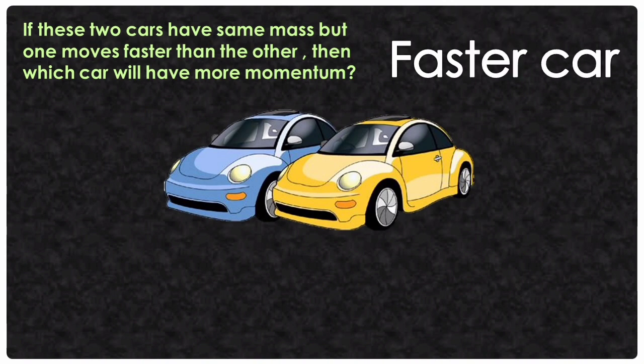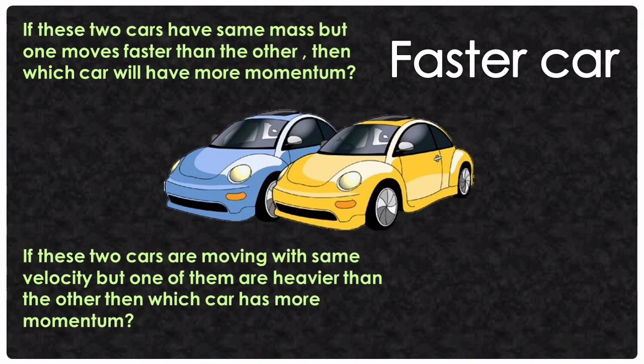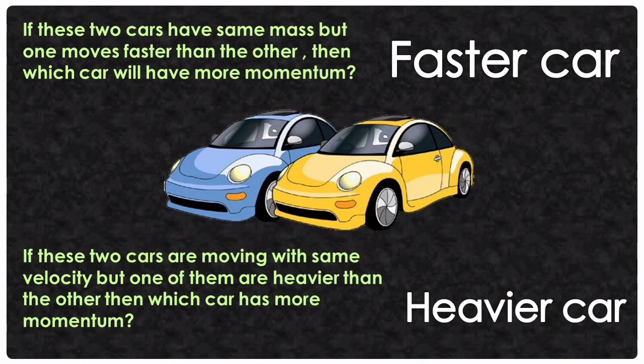Now suppose both the cars are moving with the same velocity, but one of them is heavier than the other. Then which car will have more momentum? Again you guessed it right. The heavier car will have more momentum than the lighter car because momentum is directly proportional to mass. When mass increases, momentum increases.